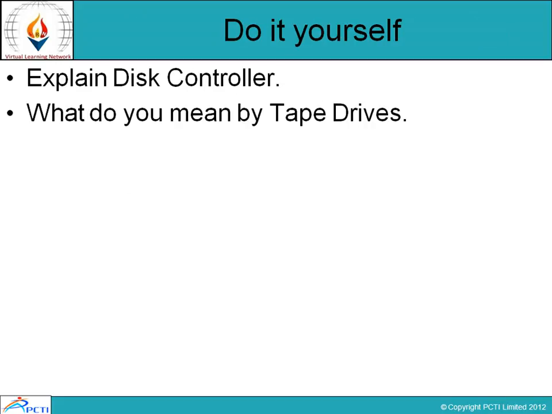This is the exercise that you will do yourself. Explain the disk controller and what you mean by the tape drive.